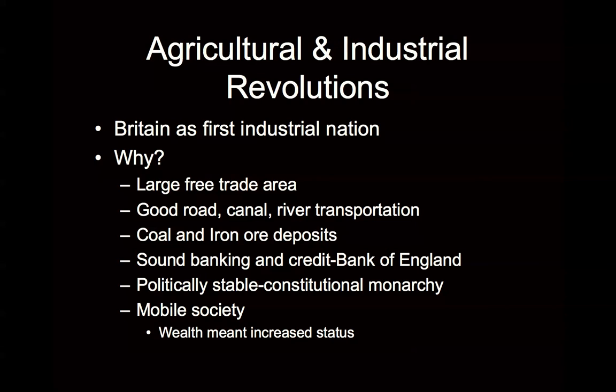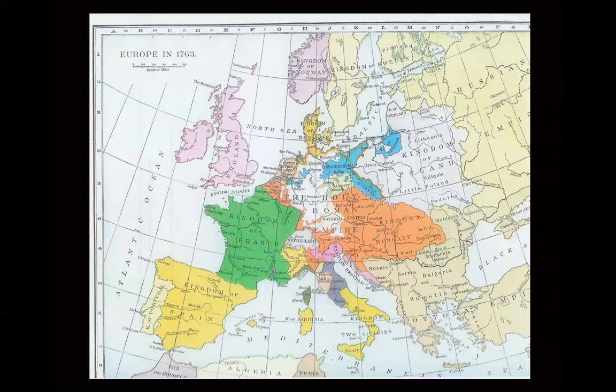England was also very politically stable because of its constitutional monarchy, and people are much more comfortable investing in a constitutional monarchy than in a place where there's always war and political trouble. And England was always a very mobile society. If you had money, you were respected in society. At this time, not many people respected wealth if it came from something other than land ownership. But in England, this wasn't the case. Wherever you got your wealth, you were respected, and this encouraged people to go into industry.